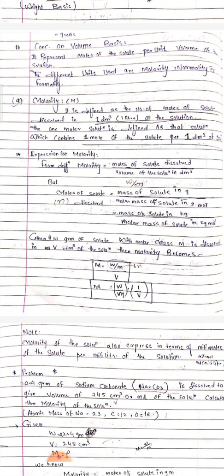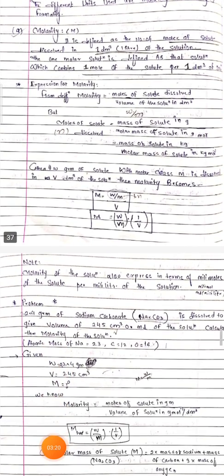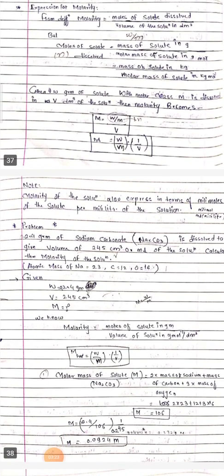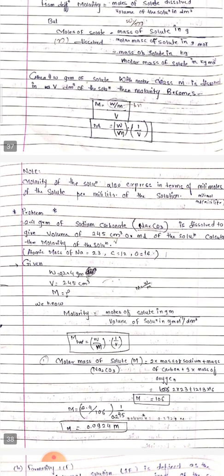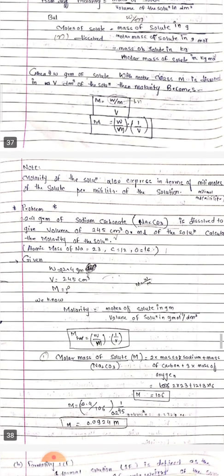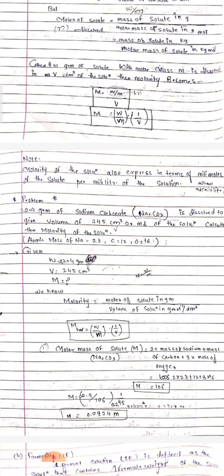Molarity of the solution is also expressed in terms of millimoles of the solid per milliliter of the solution. Here the numerical is based on this particular thing. 2.4 grams of sodium carbonate is dissolved to give a volume of 245 cm3 of the solution. Calculate the molarity of the solution. Atomic masses of sodium, carbon and oxygen are given. W is given, 2.4 gram, V is 245 cm3, and they ask the molarity of the solution, M. M is equal to W by M into 1 upon V.